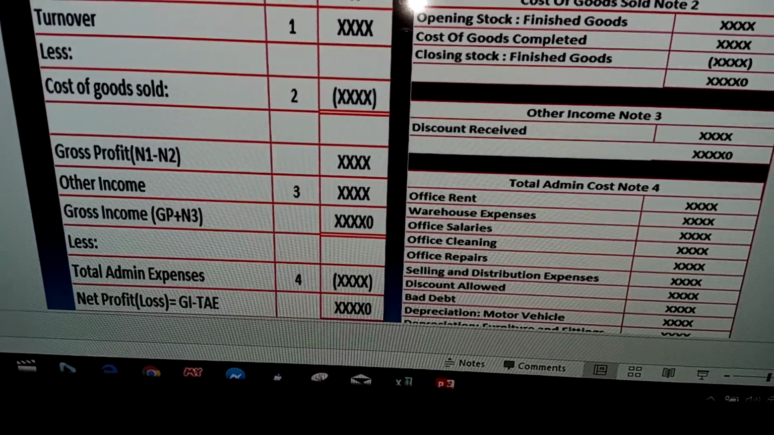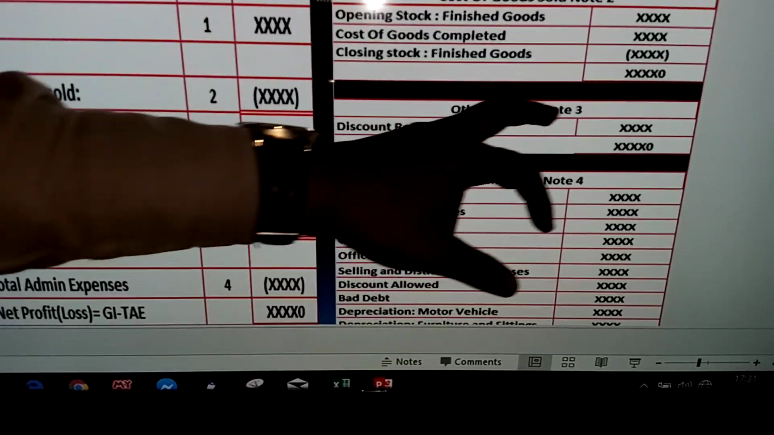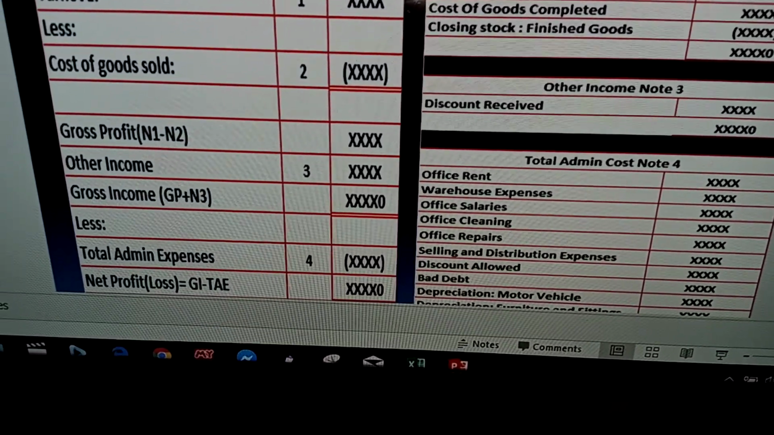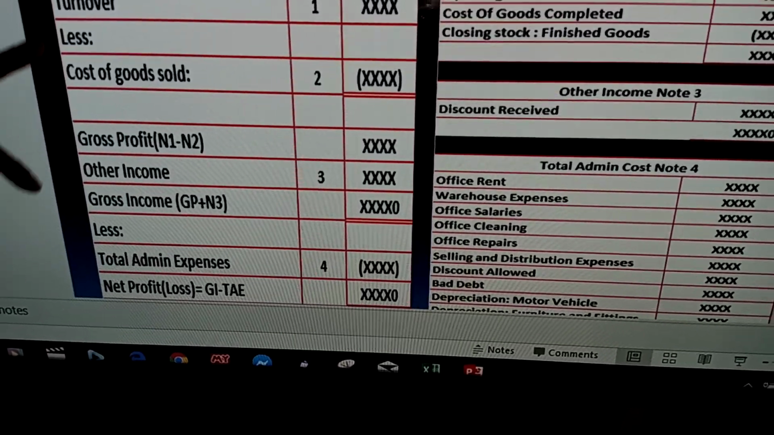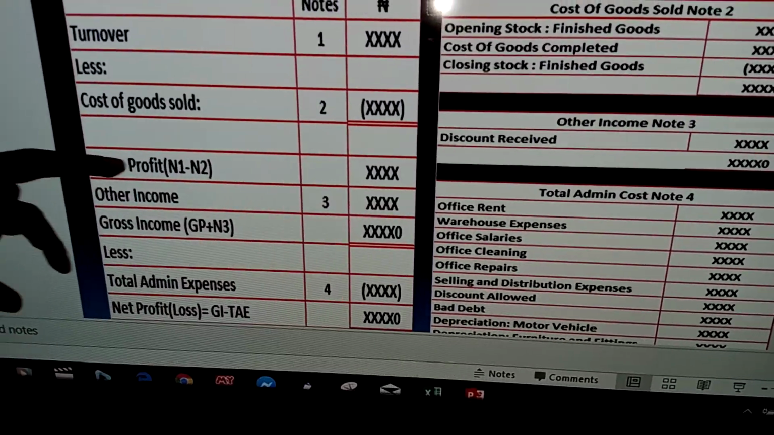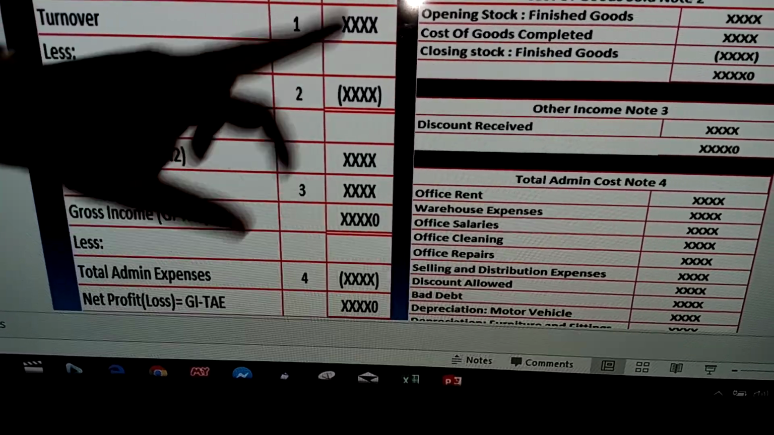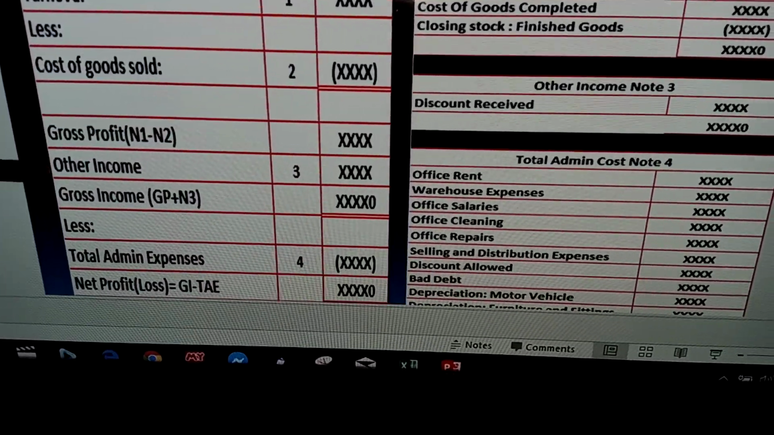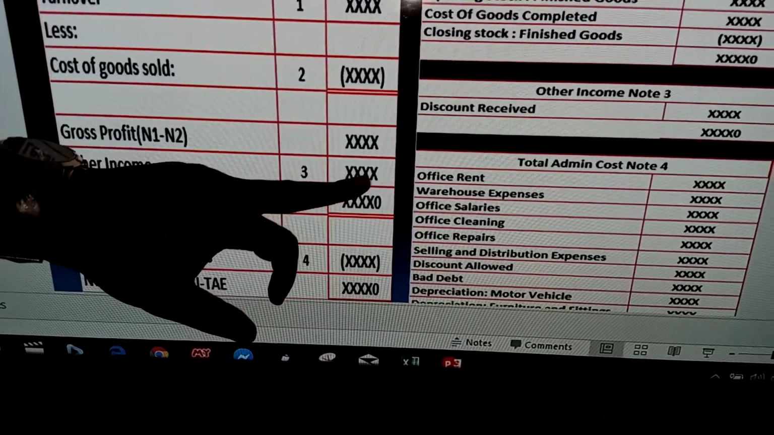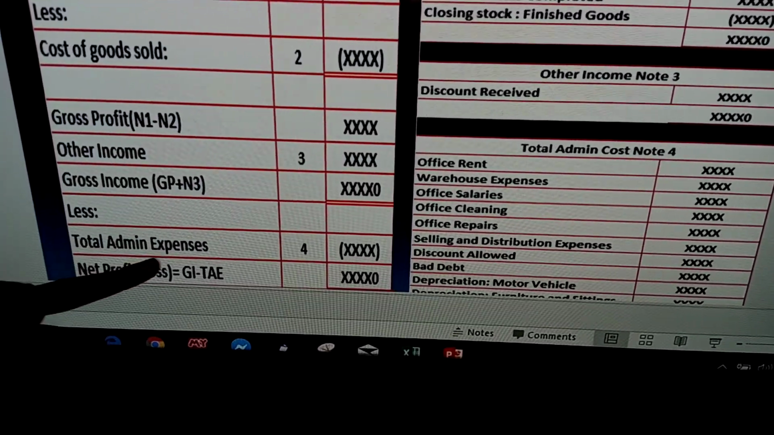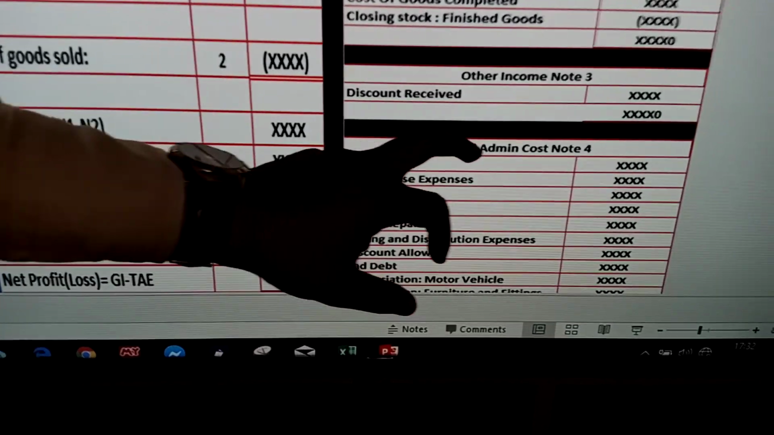The next one is other income, note 3. It can be discount received or any other income received in the period. So we have other income. Basically our gross profit is note 1 minus note 2, which is turnover minus cost of goods sold. So you have gross profit. You add your other income to your gross profit, then you now less your total administrative expense.